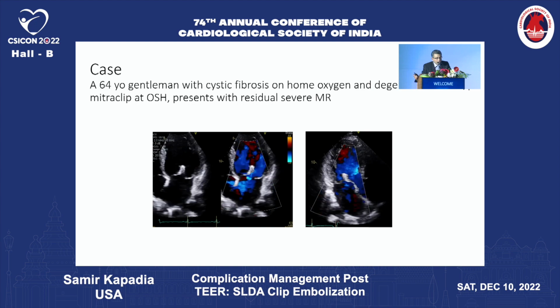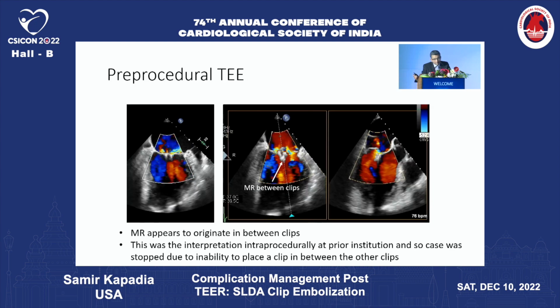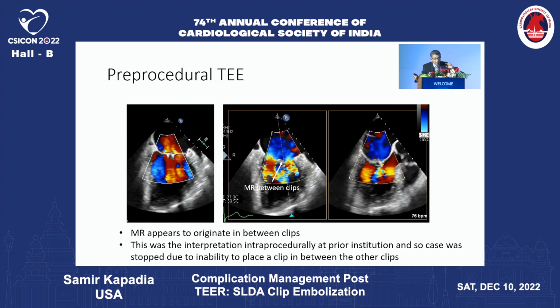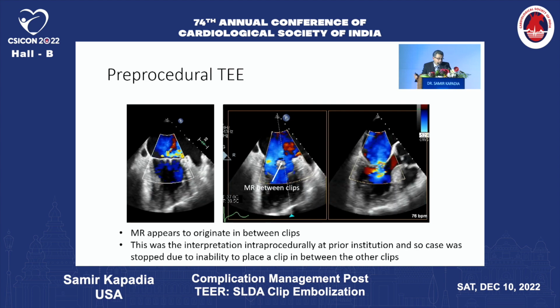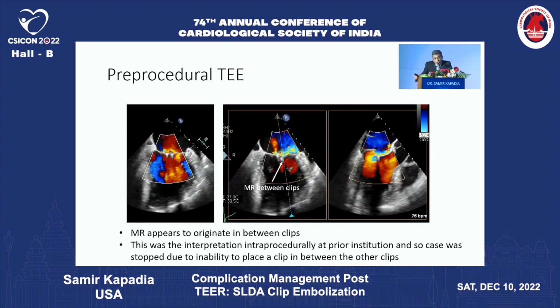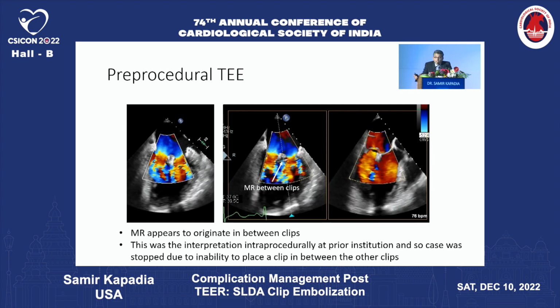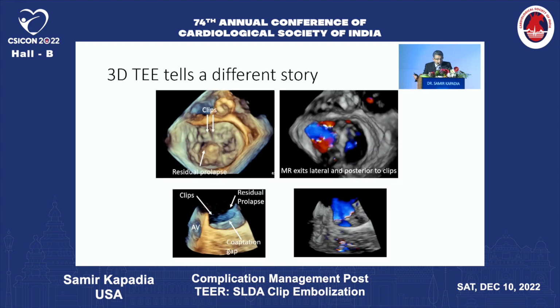They did 2 MitraClips, and after the 2 MitraClips, they thought that there was a leak between the 2 clips, and they did not want to put another clip. The patient has cystic fibrosis. He needed a lung transplant, and he could not undergo lung transplant because this MR needed to be fixed. So you can see fluoroscopically they were correct that if you wanted to put the clip in between the 2, it is a little bit difficult because there is not that much space between the clips.